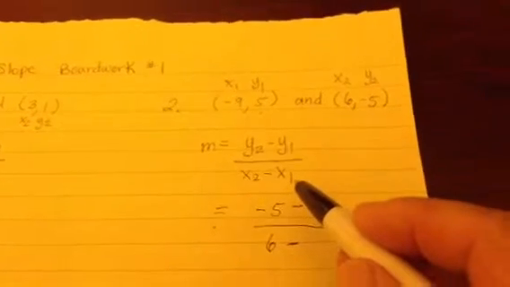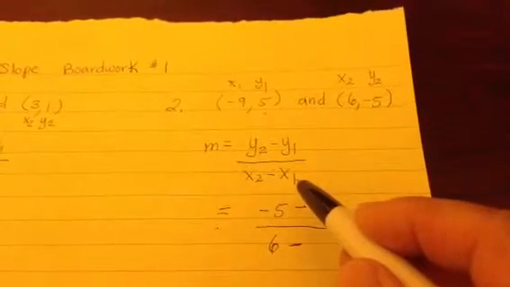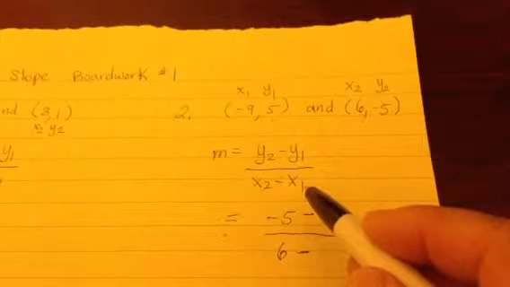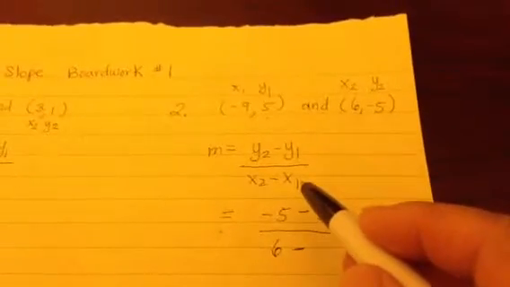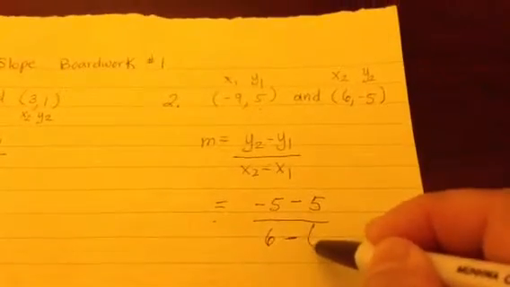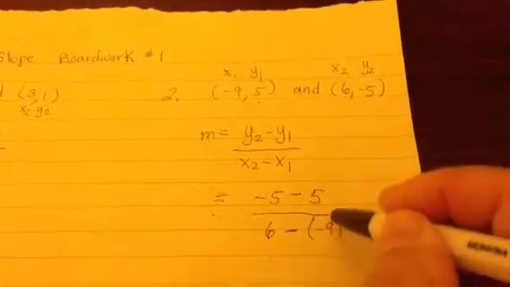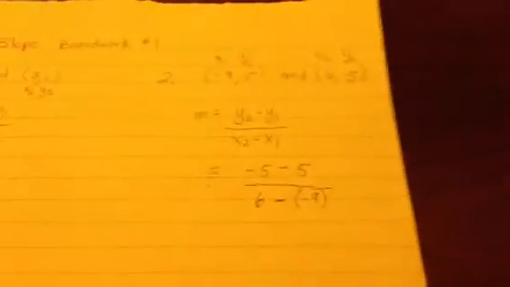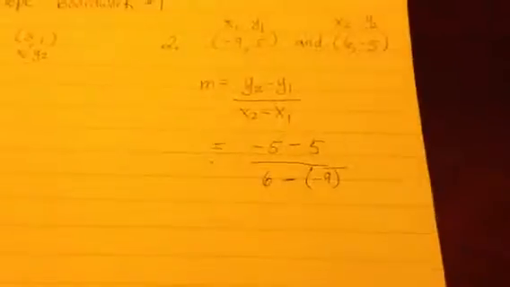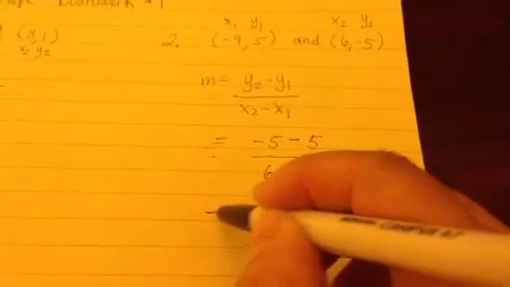So what's our x1 number? What's our x1 number? Are you sure? Okay, it's -9. Alright? Okay, so let's go ahead and continue on. So that's right there. It's just the formula right there. So now I just need to do my simplifying part of it.